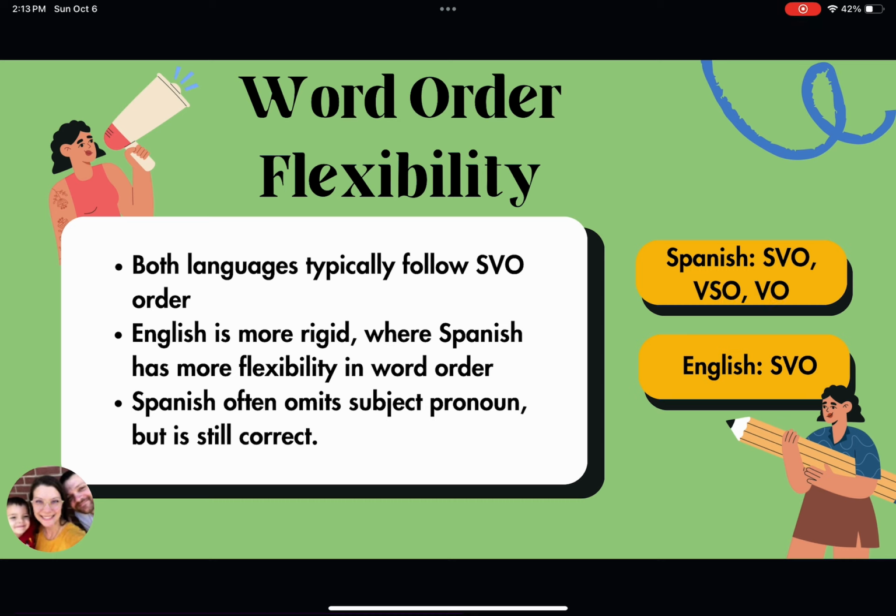Both Spanish and English typically follow a subject-verb-object word order in simple declarative sentences, but there are key differences in flexibility and emphasis between the two languages. English has a relatively rigid SVO, or subject-verb-object, structure.